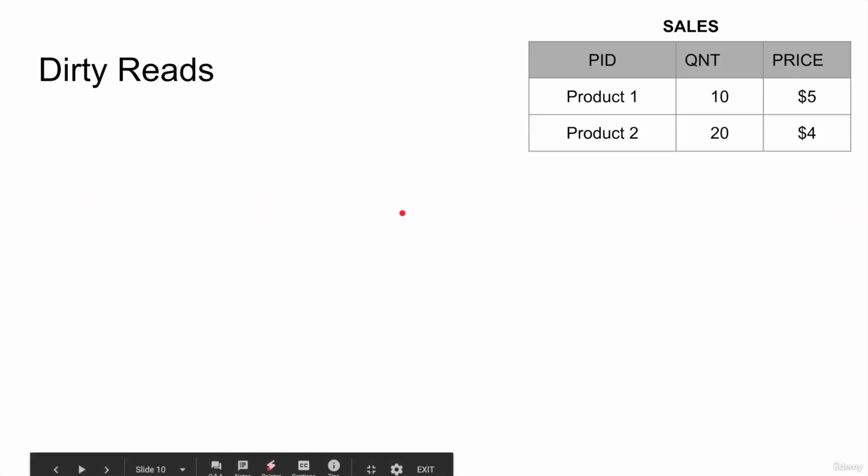Let's talk about each one of them. Dirty reads. We talked about it. I am going to read a value that hasn't been committed by another transaction. Let's see. I have a sales table here. There are 2 products, product 1 and product 2, and a quantity of sales. Product 1 has sold 10 units at a price of $5. Product 2, 20 at a price of 4.